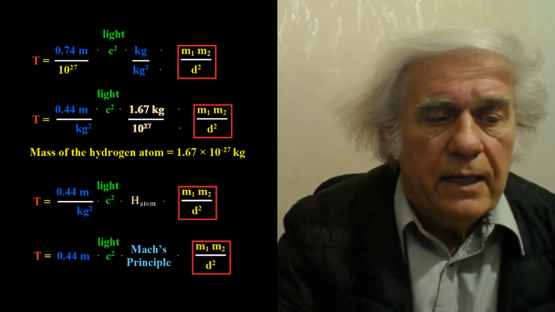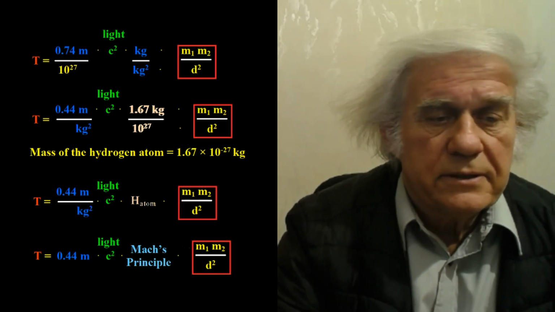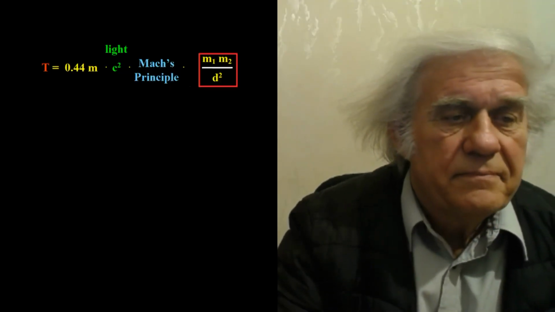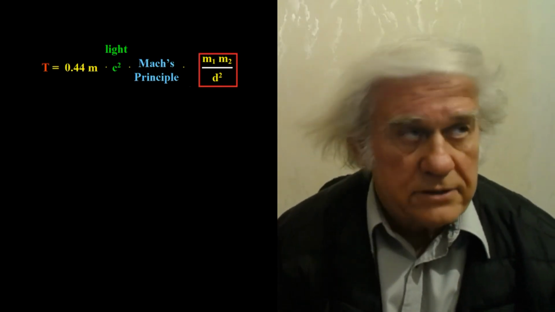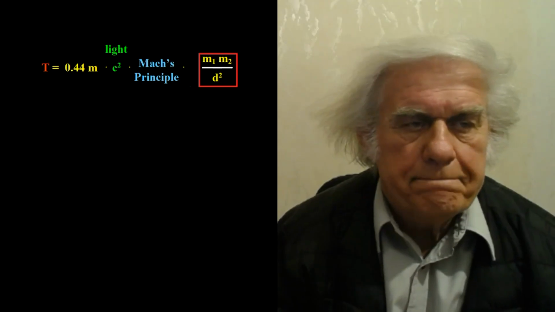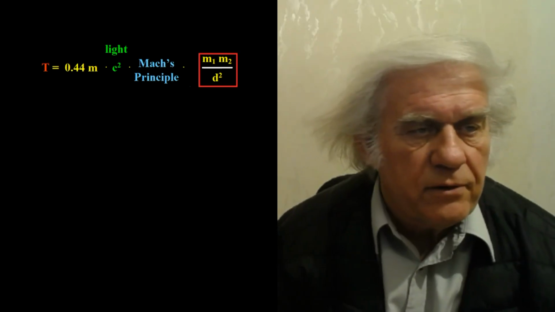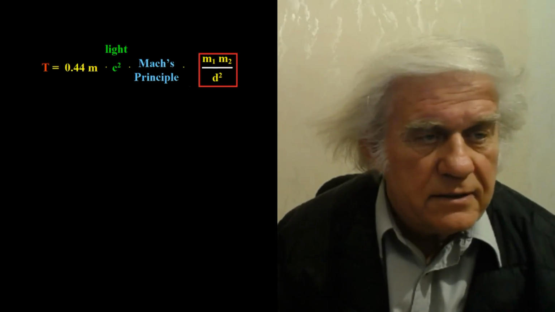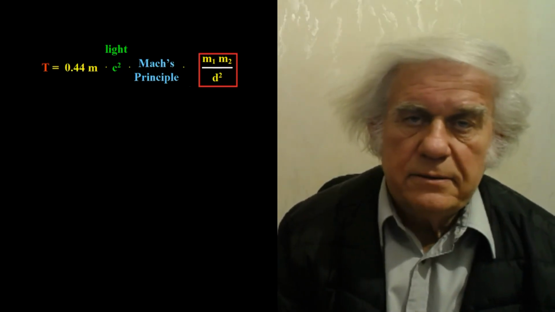Okay, and so again, let's start with Mach's principle. Let me get rid of this. We put this back up here. Give me a second. Where is it? Okay, so there we have it. Light times Mach's principle. And we still have something left over, which is that 0.44 meters. What in the world is that? We're trying to figure that out, and it has to do with light.